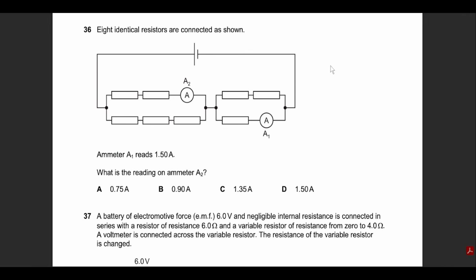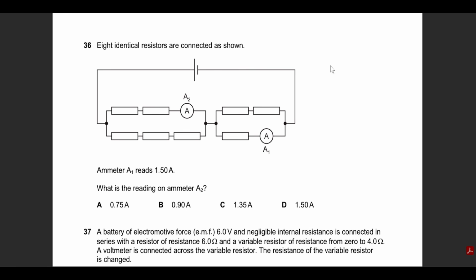Question number 36 is a good question. This question requires a bit of understanding and manipulation of series and parallel circuits. So what's given to us is the reading of 1.5 amperes here. Now, how much reading should be here? You see, the current will be here, and then it gets divided. So whatever the current is here is being divided here and dividing here.